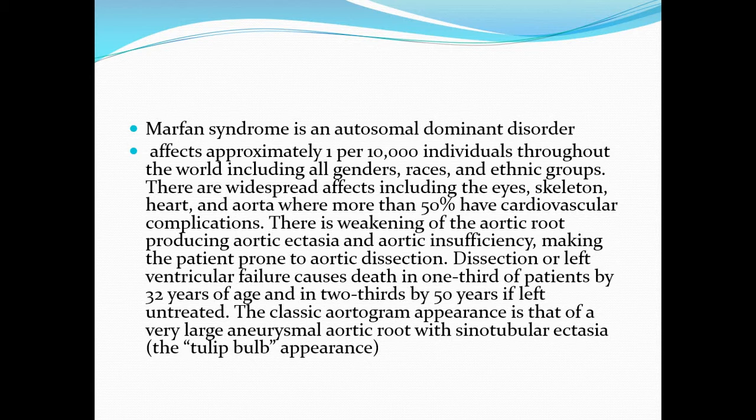What happens is that there is weakening of the aortic root, producing aortic ectasia and aortic insufficiency, making the patient prone to aortic dissection. Dissection or left ventricular failure causes death in 1/3 of patients by 32 years of age, and in 2/3 by 50 years if left untreated. The classic aortogram appearance is that of a very large aneurysmal aortic root with sinotubular ectasia, or what's called the tulip bulb appearance.